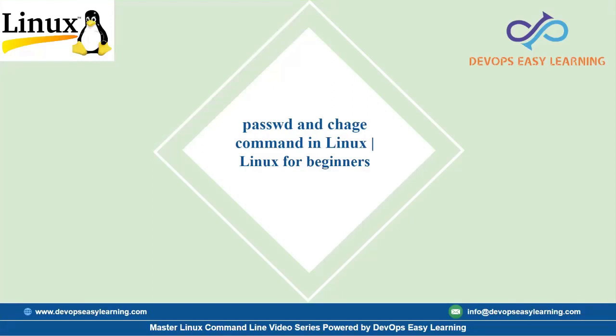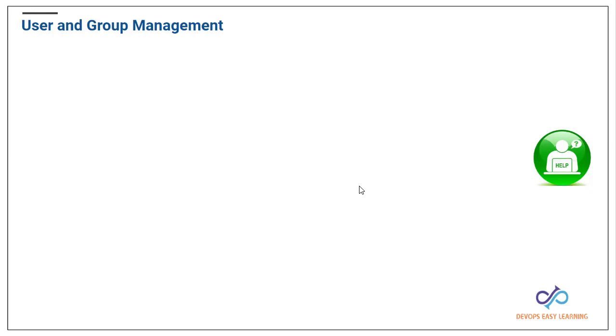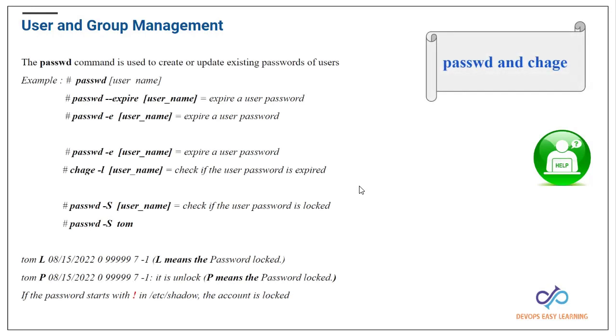My name is Tia from DevOps Easy Learning, and today we'll be going through the passwd command and also the chage command in Linux. We know that when you create a user, by default, that user cannot log in. Why? Because we have not yet assigned a password to that user. And let's say you expire a user account and you want to make sure that the account has been expired. How can you check that? That is where the chage command becomes very, very handy. You can use the chage command to check if the user account was expired or not.